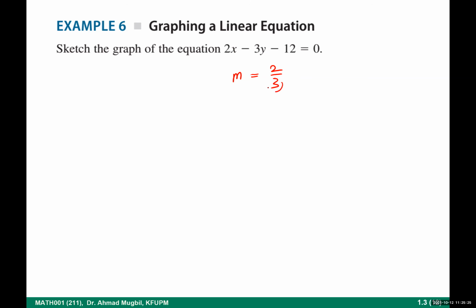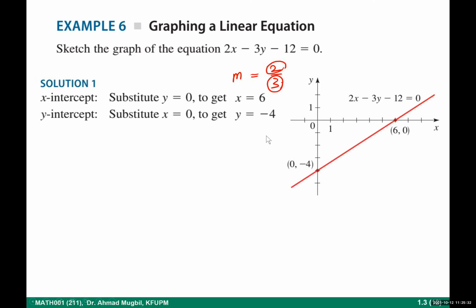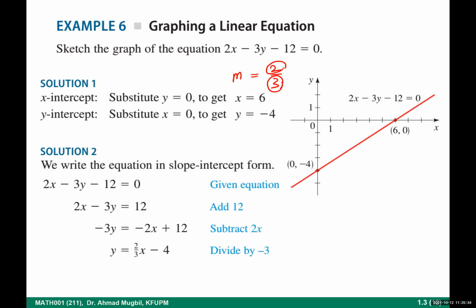This means that when you go 3 units to the right, the graph goes up 2 units. So you can use, of course, other 2 points to do that. The third way is to use my favorite form. Solve it for what? For y.